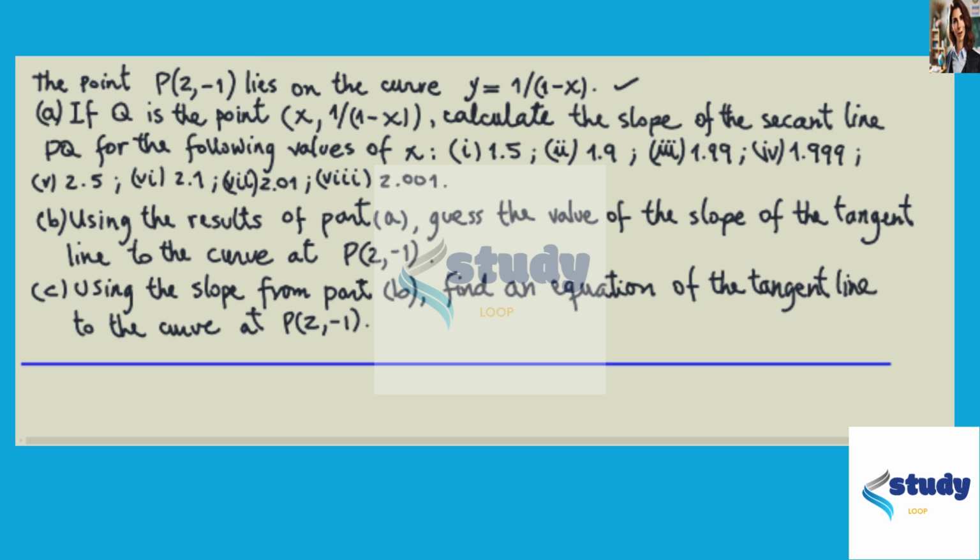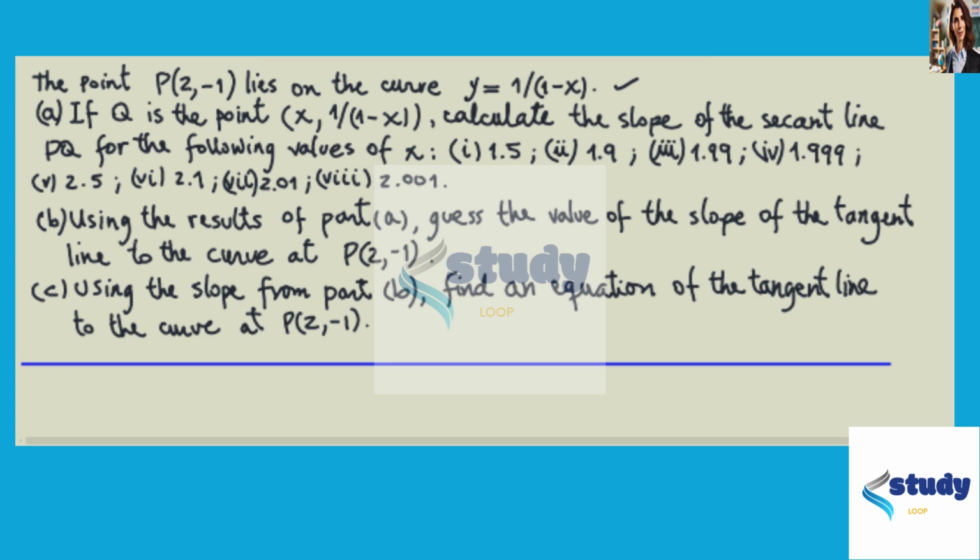In part A, if we take any point Q on that curve, that is with coordinates x and 1 over 1 minus x, we want to calculate the slope of the secant line PQ for the following values of x: 1.5, 1.9, 1.99, 1.999, 2.5, 2.1, 2.01, 2.001. That is, we are taking values closer and closer to 2 from the left and from the right.